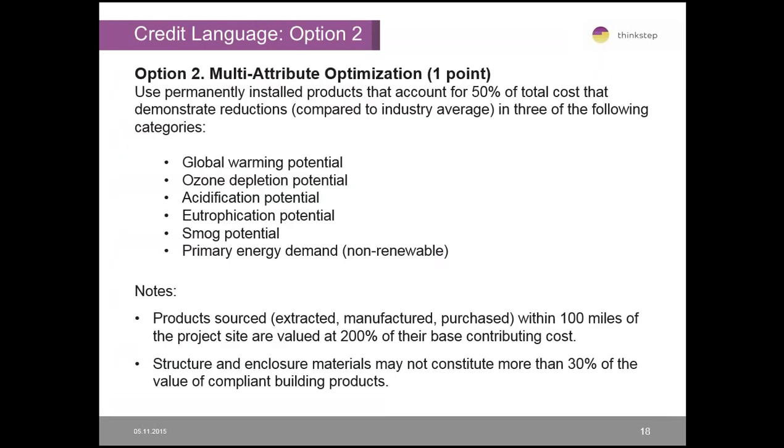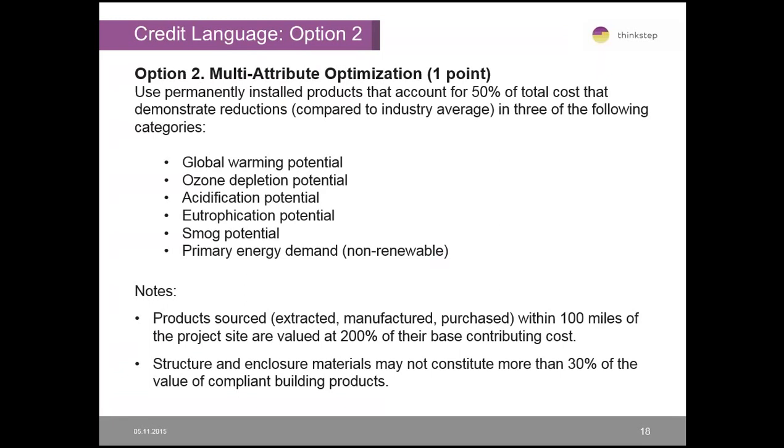The second half of this credit is called multi-attribute optimization. A point can be earned for the use of products that demonstrate a reduction in environmental impact as compared to an industry average. Therefore, both an industry average EPD or LCA report must exist along with the product-specific declaration. These permanently installed products must account for 50% of the total cost of all permanently installed products.